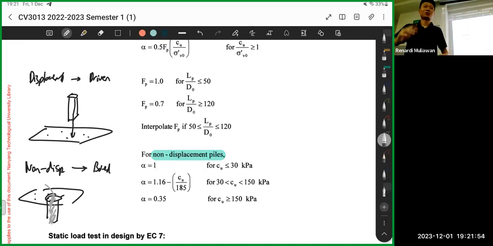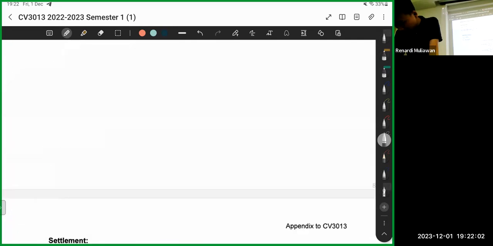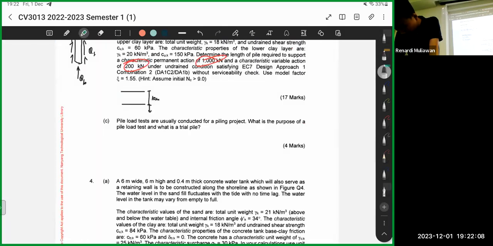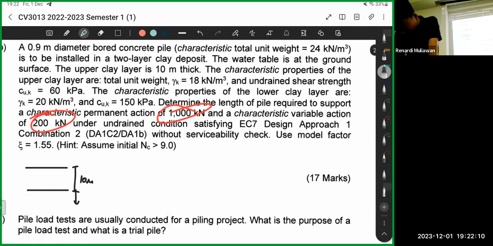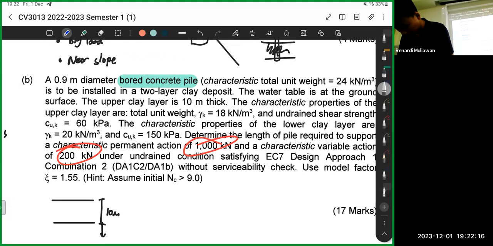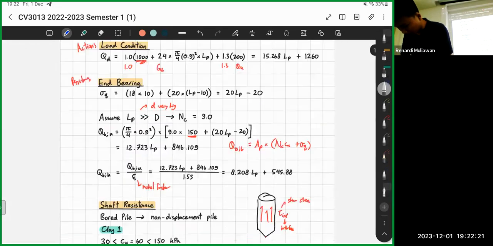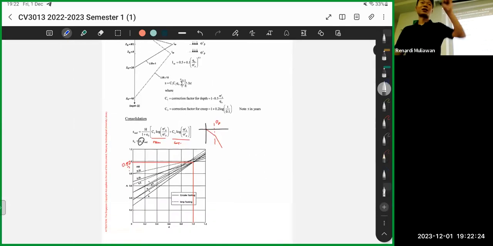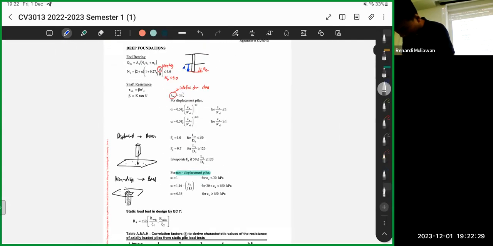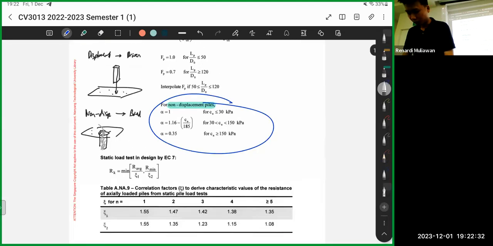Can you imagine? One, you just stuff it in there. The other one, you drill a hole first. That's why one is displacement, one is non-displacement. And if you see the question just now, they specifically state it is a bored concrete pile. So it's a non-displacement pile, an undrained non-displacement pile.